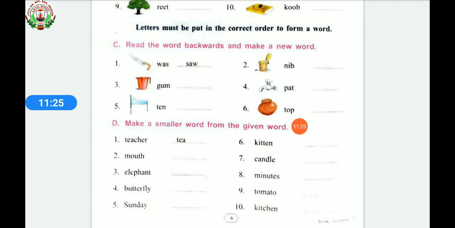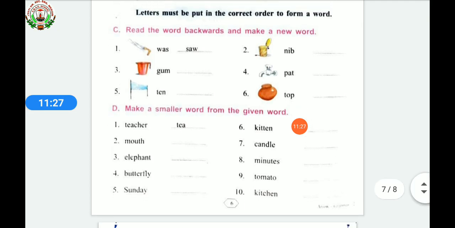Next question, number D. Make a smaller word from the given word. See children, many words are given here. What you have to do? You have to find the smaller word from these given words. Like the first one is done for you. First word is teacher. TEACHER. So you have to find out the smaller word in this word. So the smaller word is TEA.